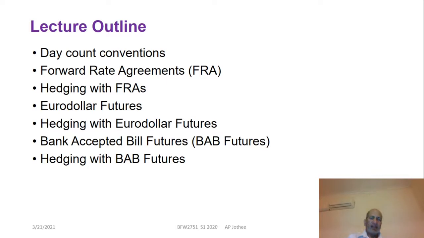Then we will move on to forward rate agreements, FRAs. Very interesting topic. Then how to use FRAs for hedging purposes. Then the second part of it, we will move into Eurodollar futures, and how to use Eurodollar futures for hedging purposes. Then we will move into the last part of it, the bank accepted bill futures, or BAB futures in short, and how we use that for hedging purposes. That is our topic today.